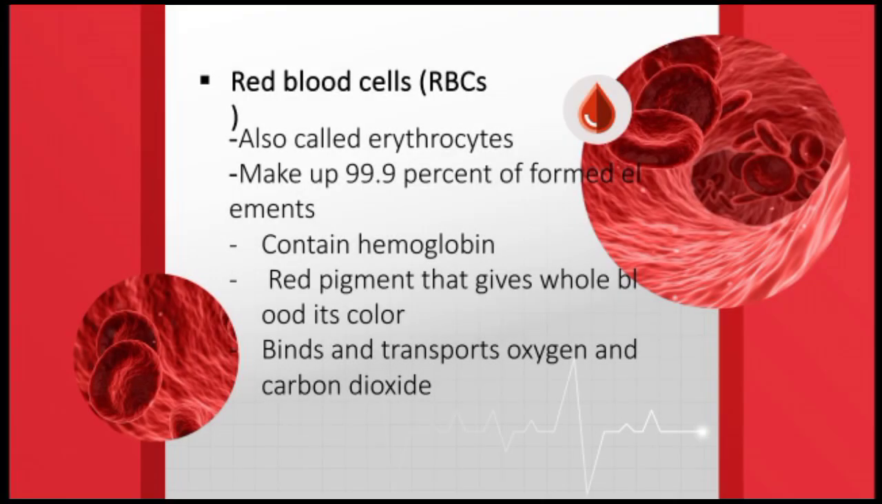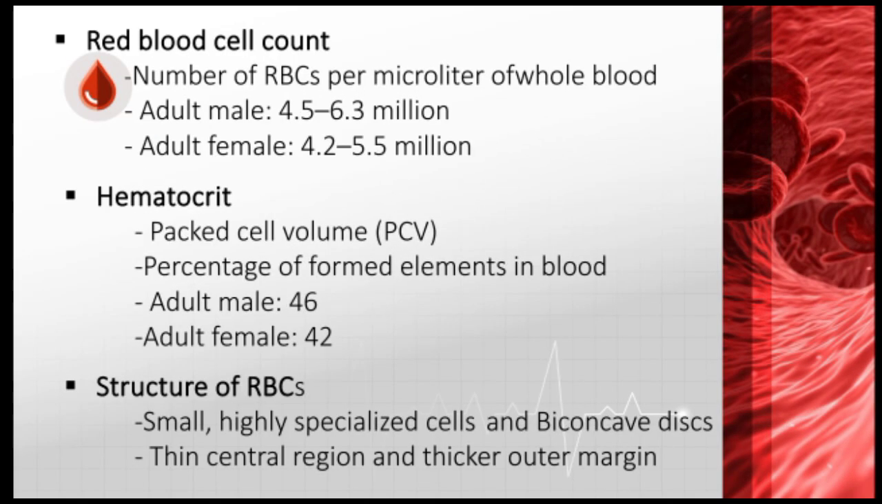Red blood cells or the RBCs, also called erythrocytes, make up 99.9% of formed elements. They contain hemoglobin, the red pigment that gives whole blood its color, and binds and transports oxygen and carbon dioxide. Red blood cell count.